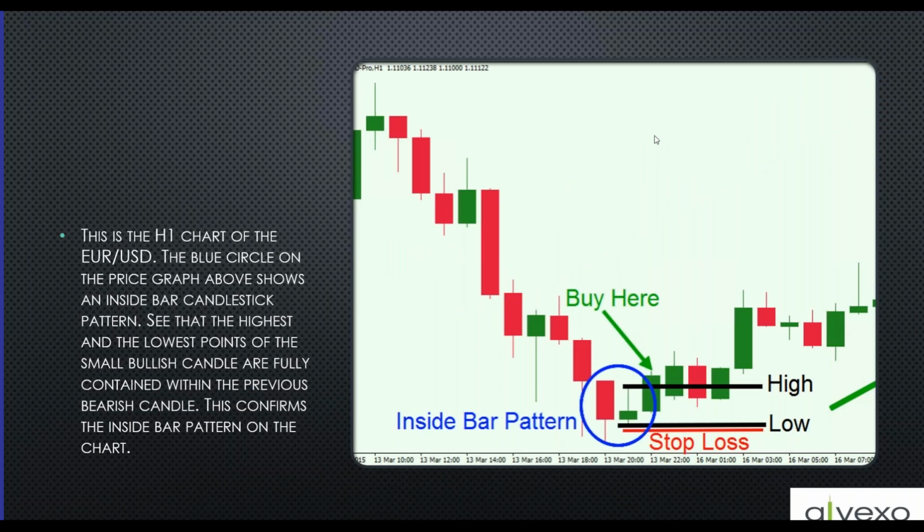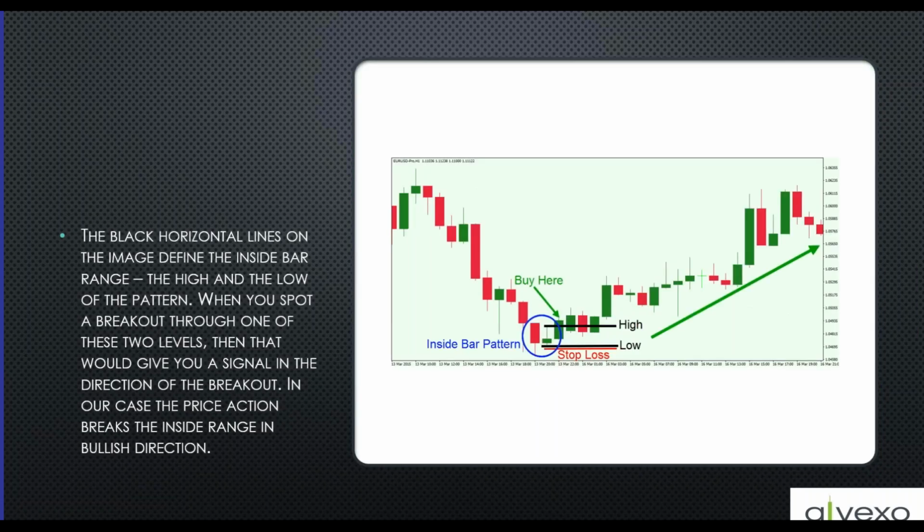So this is the H1 chart, or the 1 hour chart, of the Euro-US dollar. The blue circle on the price graph above to the right shows us the inside bar pattern, which we just looked at. We can see the highest high and the highest low. So there we can get our stop loss and our buy. The problem is the inside bar pattern does not give you your target. And that's what I said, you need to use other pieces of information.